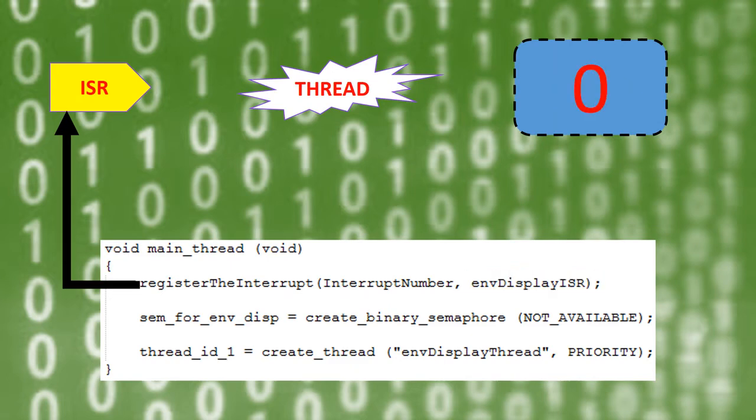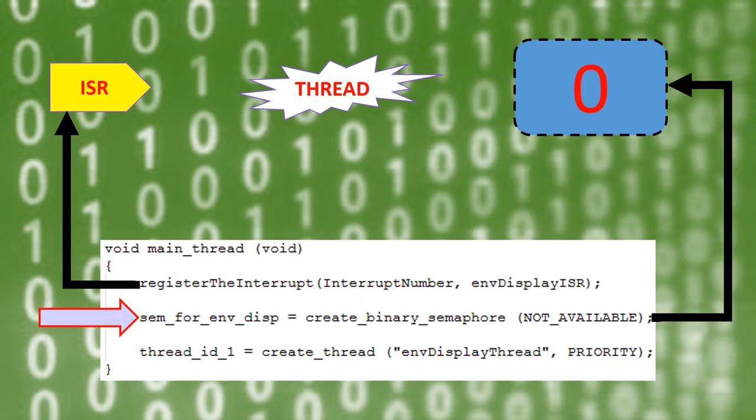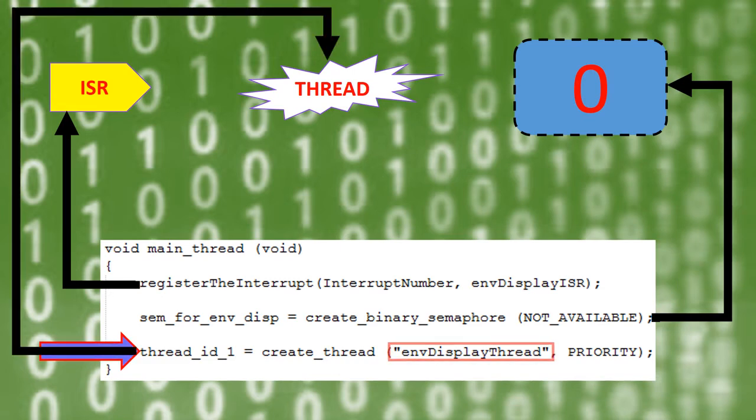Then the next thing is to create a non-mutex binary semaphore with its initial state as not available. For the purpose of synchronization, it is important to create it with its initial state as not available. And then we create a thread whose function is to display the environmental parameters. This is the entry point, or function name, of the thread.